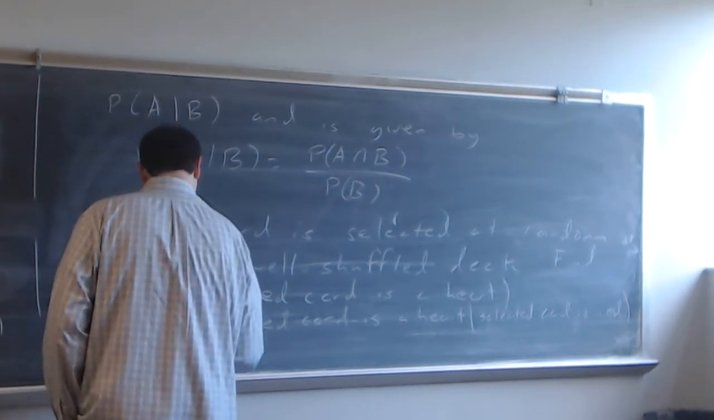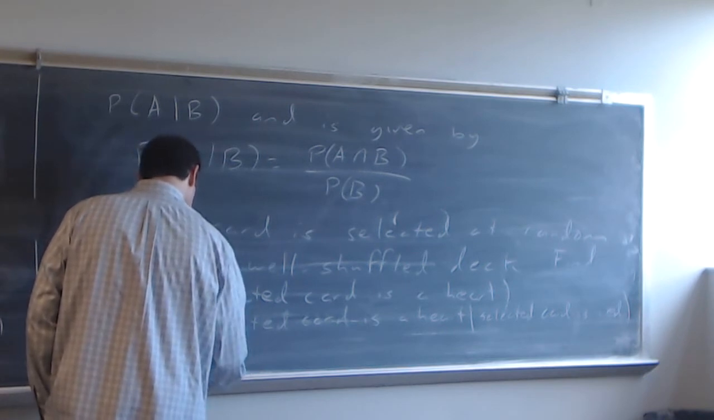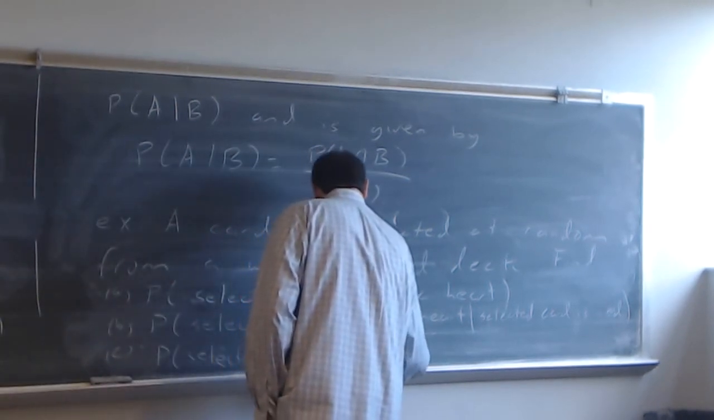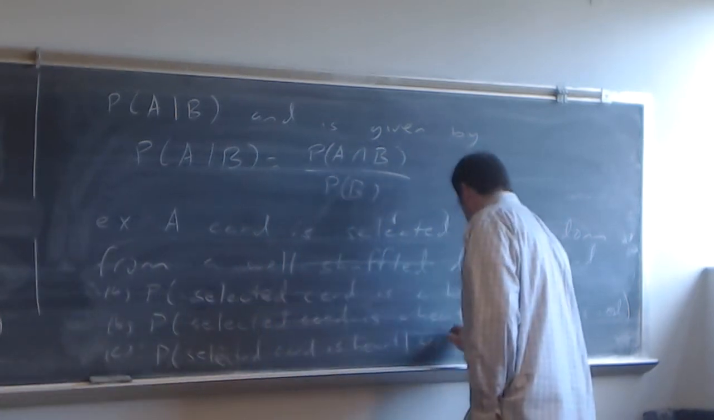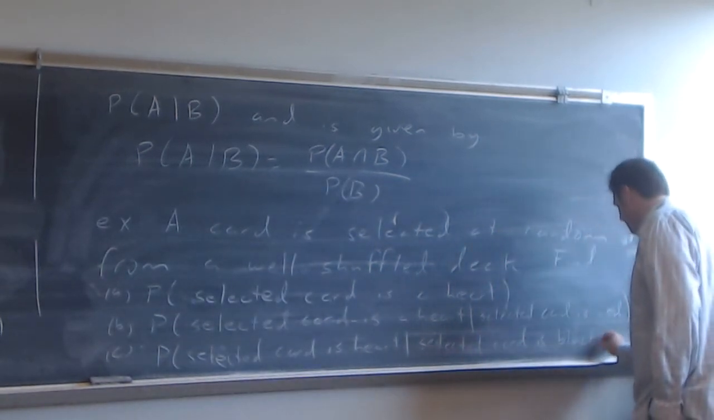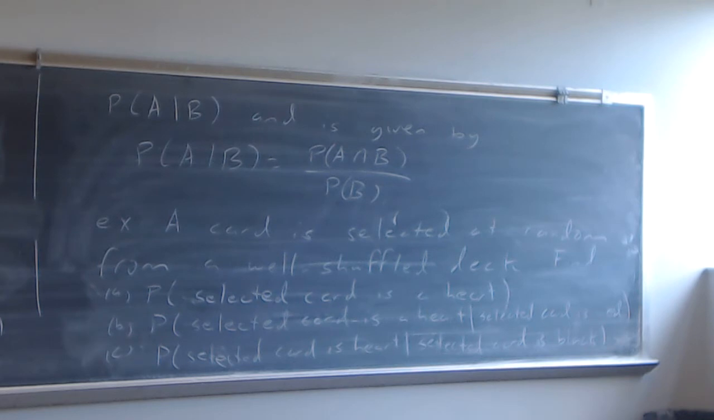And here's another conditional probability problem. The first one is probability that the selected card is a heart given the selected card is black. Okay, let's do these problems.